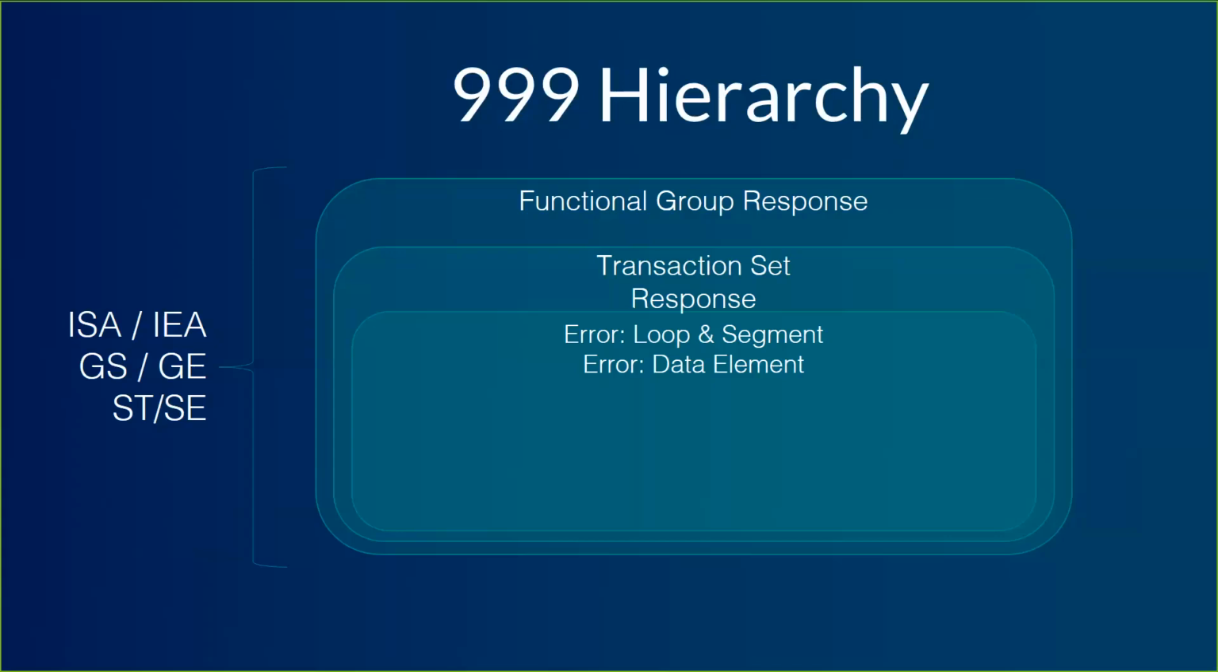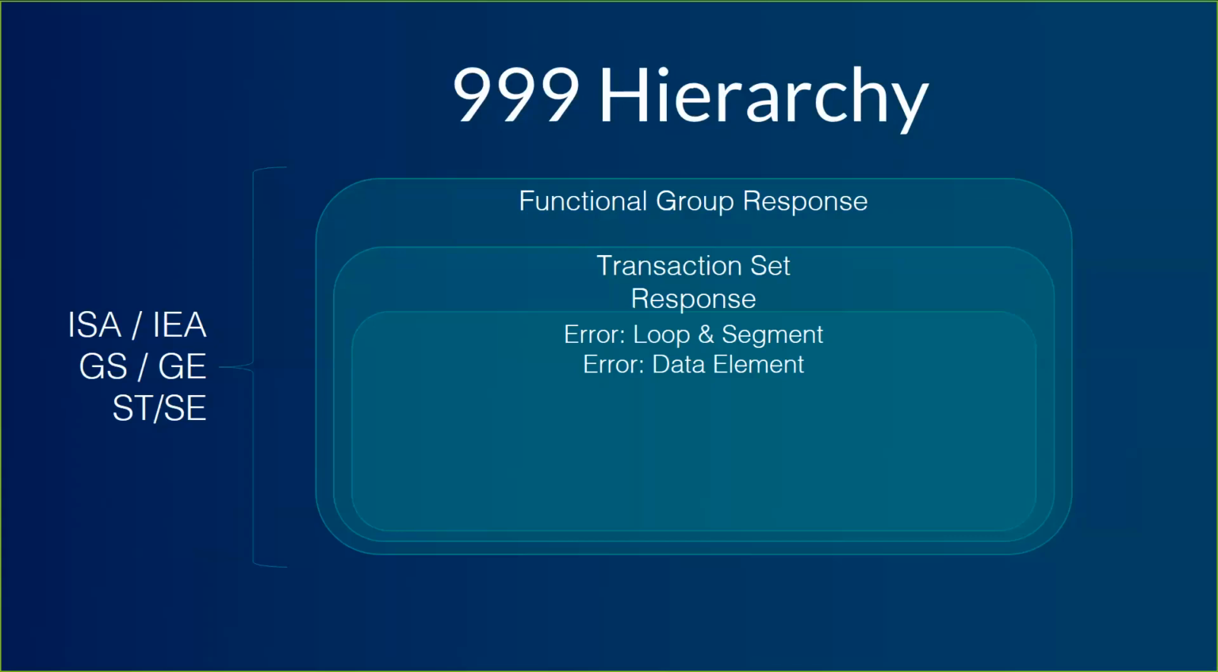Inside the transaction set response, we have some error information. This one is definitely going to be situational because, hopefully, you're not getting error information on an accepted 999. Within the error information, we're going to go from more general at the top to more specific further down. We start with loop and segment level error information, and then we go down into the data element stuff.